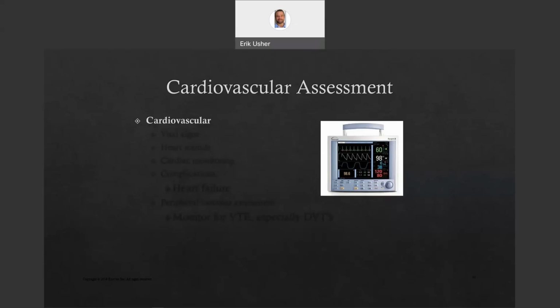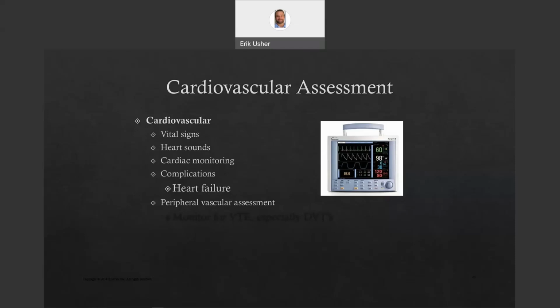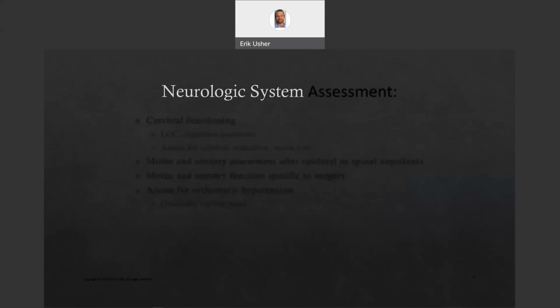A cardiovascular assessment on these patients: vital signs, heart sounds, cardiac monitoring. The complication could be heart failure. Peripheral vascular assessment. Again, you monitor for venous thromboembolisms and especially DVTs, deep vein thrombosis. That's where most pulmonary emboli come from.